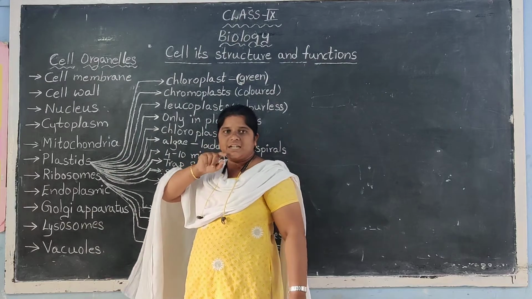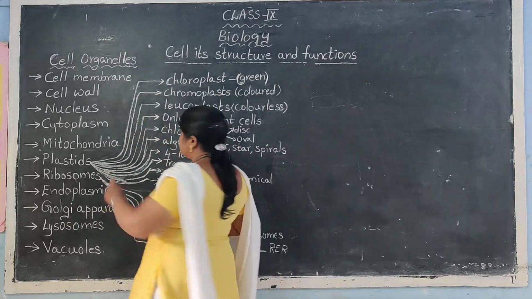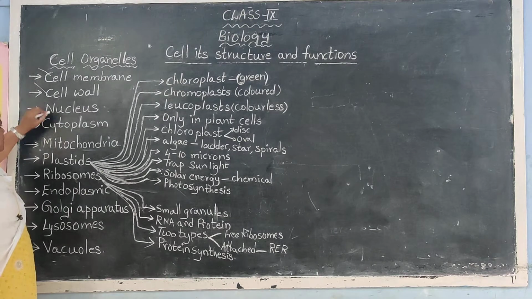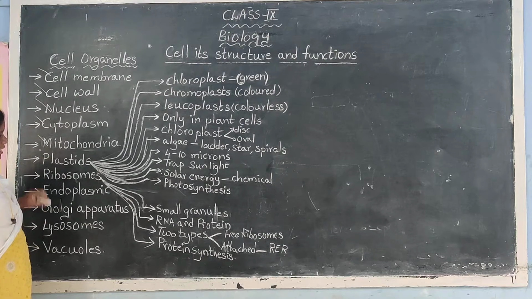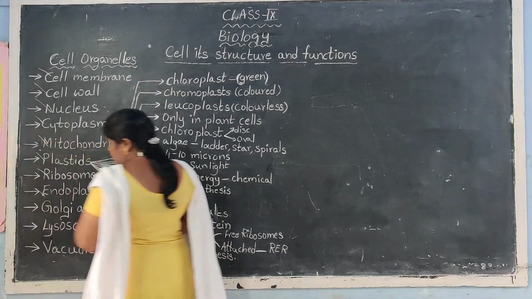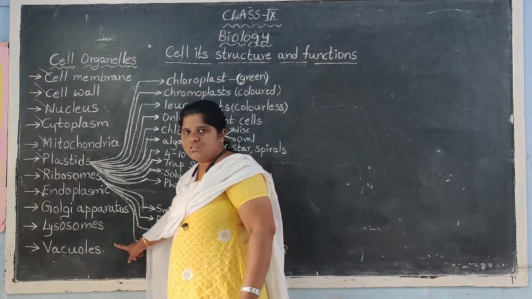In the previous video, we discussed mitochondria. Once again, I repeat all the cell organelles for you. The first one is cell membrane, second is cell wall, third is nucleus, fourth is cytoplasm, fifth is mitochondria, then plastids, ribosomes, endoplasmic reticulum, Golgi apparatus, lysosomes, and vacuoles.